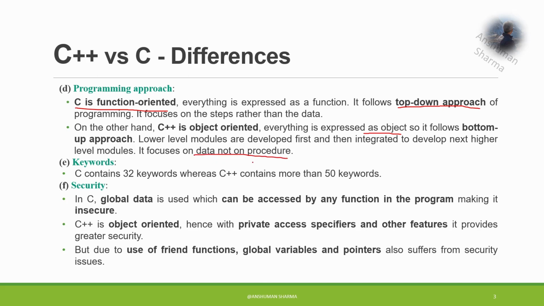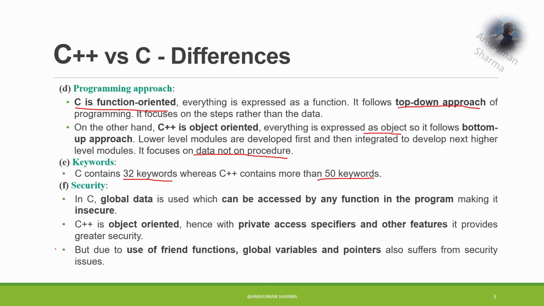Next we can distinguish between these two on the basis of the number of keywords supported. C contains almost 32 keywords, and with modern C++ many more keywords have been added, and more than 50 keywords are supported in C++.